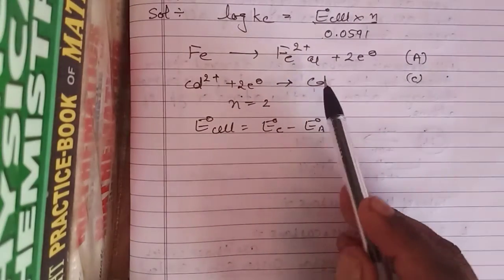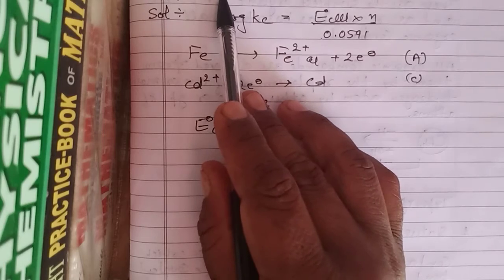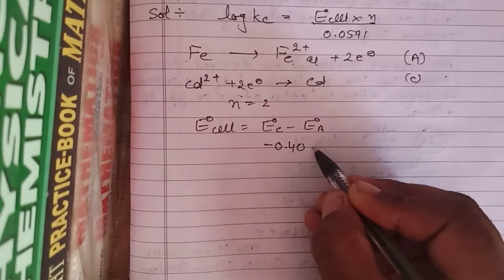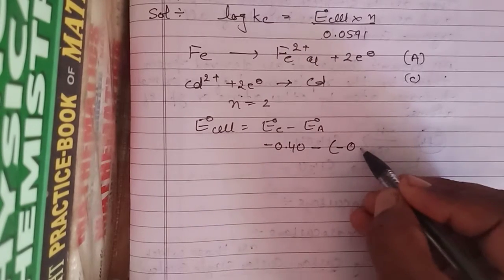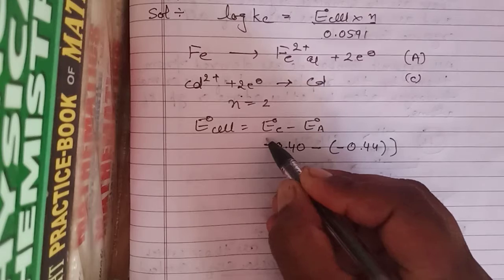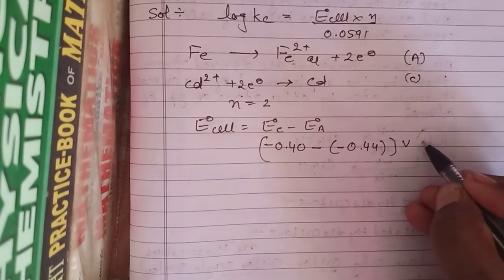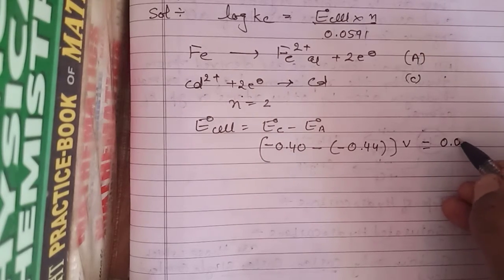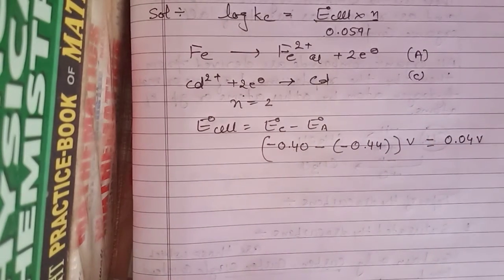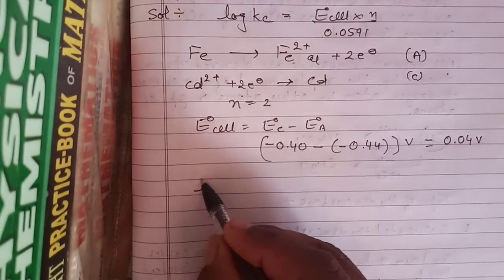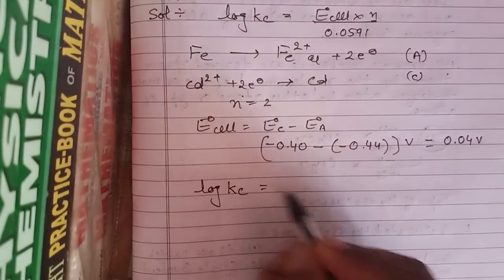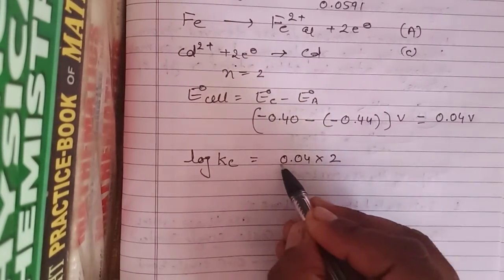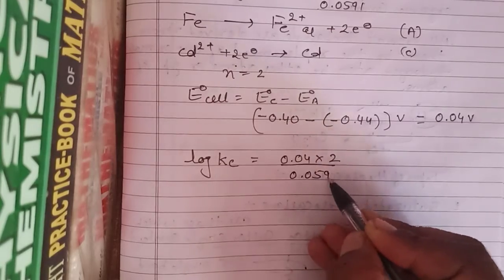So the cathode is cadmium and its standard electrode potential is given as minus 0.40, minus minus 0.44 volt. So this is equal to plus 0.04 volt. Clear? So again put the value. Log Kc is equal to 0.04 into 2 upon 0.0591.